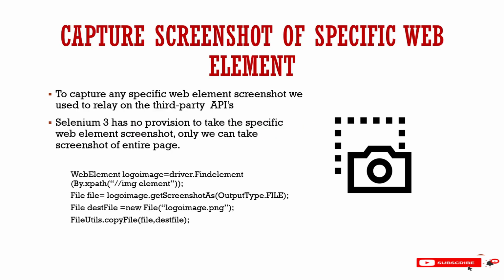The first feature is capturing a screenshot of a specific web element. To capture a specific web element, we used to rely on third-party APIs. Now Selenium 4 provides that feature, where we can take the screenshot of the respective web element, like a logo. Logo verification is a must now, as most companies are asking us to automate it to verify which logo is coming, so we can verify these screenshots. We can take a screenshot of a specific web element by using Selenium 4.